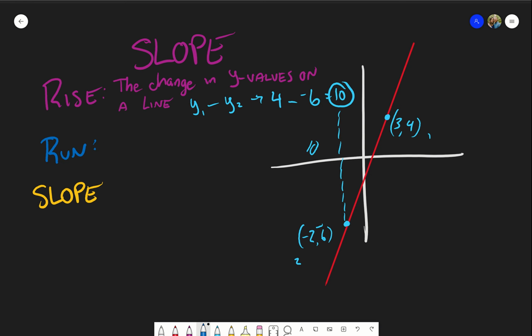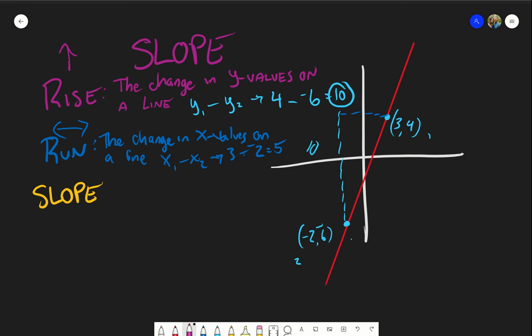The run is the change in x values on a line. So again, I'm going to say, all right, well, I want to do x1 minus x2. My x of point 1 is 3. My x of point 2 is -2. 3 minus -2 is 5. That's the same thing as saying, all right, from this point here, I'm going to go over 1, 2, 3, 4, 5 units to get from -2 to 3. So my run is side to side. My rise is up and down.